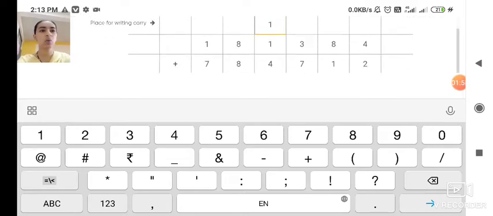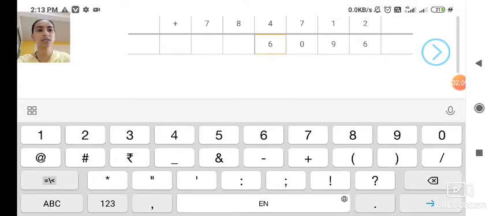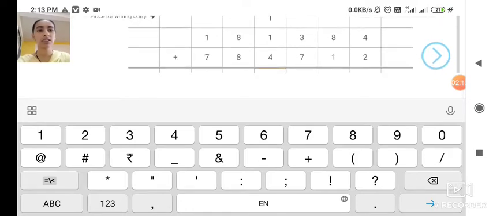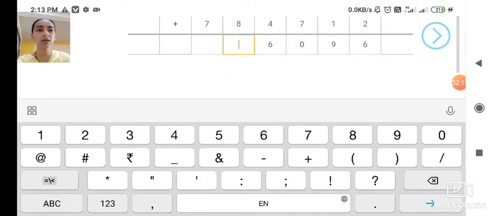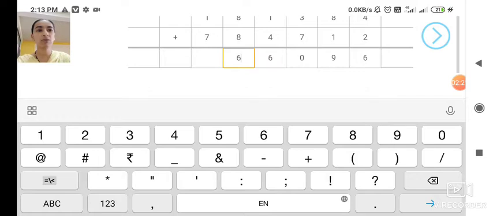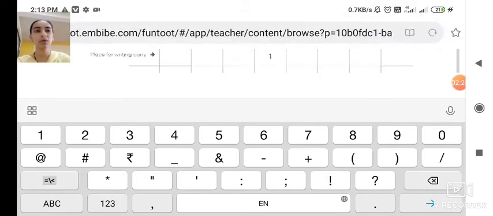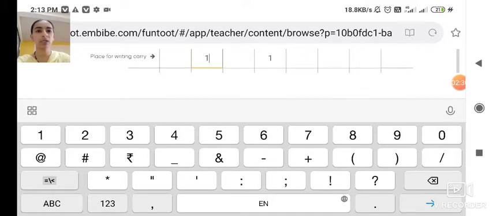You can see 1, 1, 4. We have to take the addition of all that. 1 plus 1 is 2, 2 plus 4 is 6. Okay, you have to write your answer here, that is 6. Now what will be the next? Next is 8 plus 8, 16. That 16, 6 will be here. And where is the carry forward for that? Above the 1 before this. So here will be your 1, carry forward.